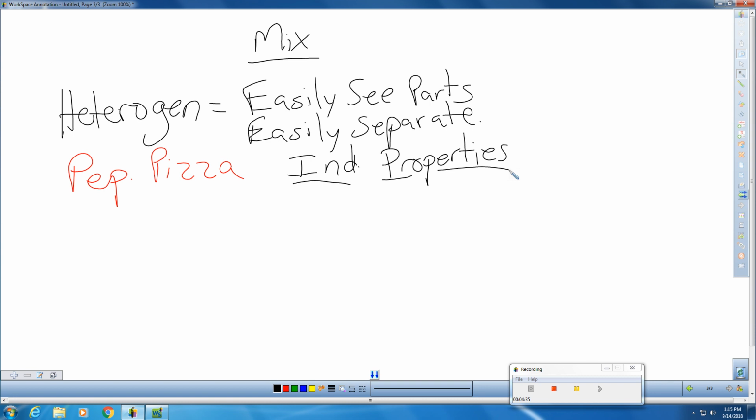Lucky Charms, M&Ms, any of those things are things that we could pull out the red, the blue. We could pull out the marshmallows or the cereal. All of those would be considered our heterogeneous mixtures.